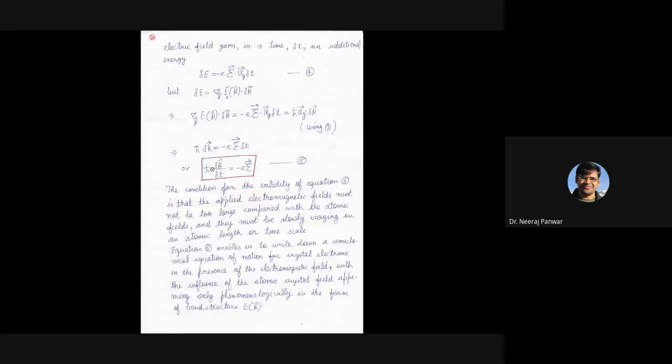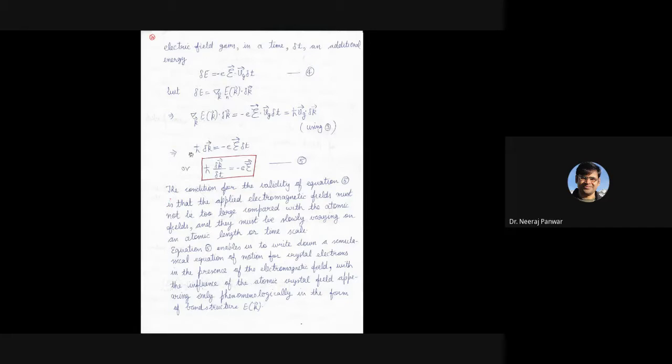So this last equation enables us to write down a semi-classical equation of motion for crystal electrons in the presence of an electromagnetic field, with the influence of the atomic crystal field appearing only phenomenologically in the form of band structure Ek.